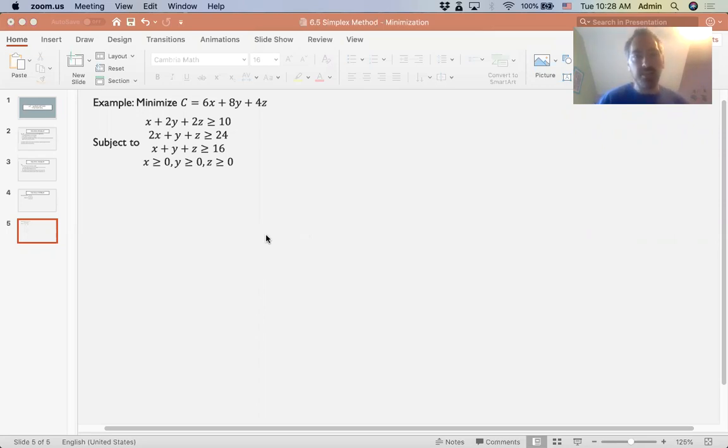All right, so we'll look at a three-dimensional minimization problem, where the simplex method really has its benefits, with three or more variables. Otherwise, you could use the method of corners if you only had two variables. This is a standard minimization problem, all greater than or equal to, right? So the first step is to list out your table.